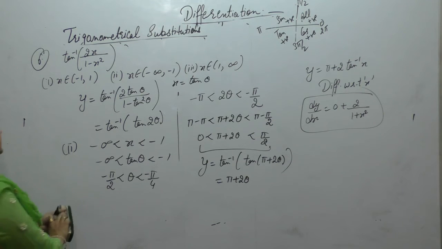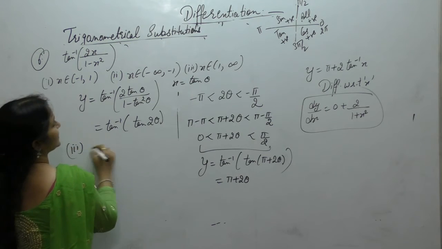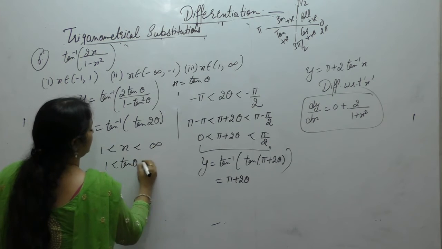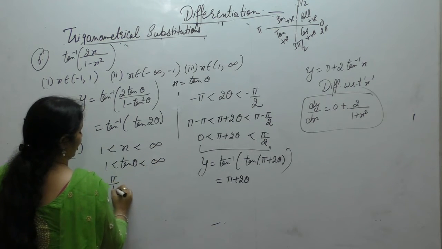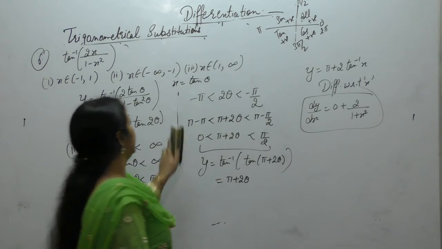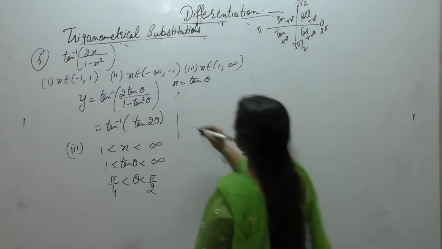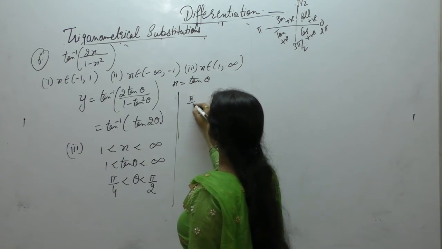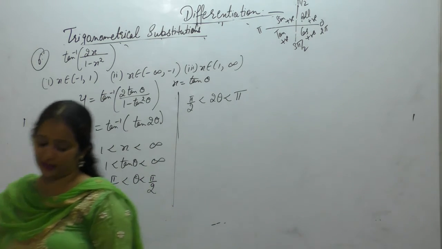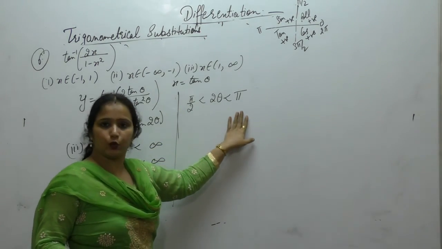Now the next one, third case. Third is the case 1 is less than x less than infinity. 1 is the value for tan pi by 4 and infinity is the value for tan pi by 2. Now multiply by 2. Pi by 2 less than 2 theta less than pi. Here we have the term pi and we want here the pi by 2 term.